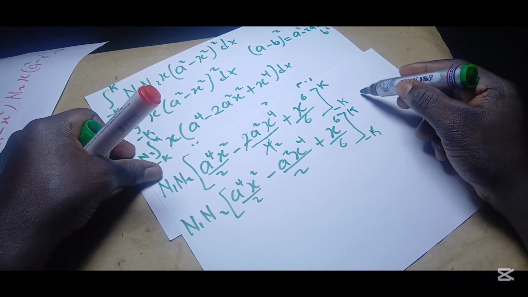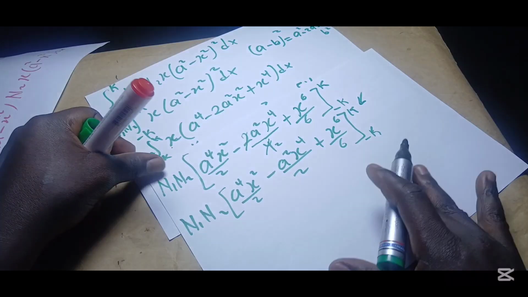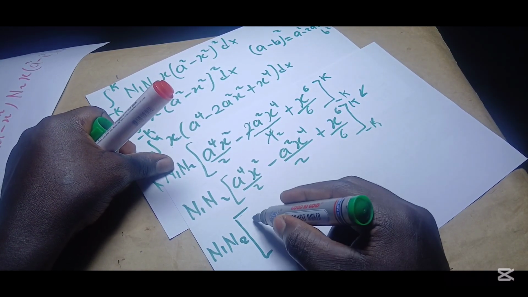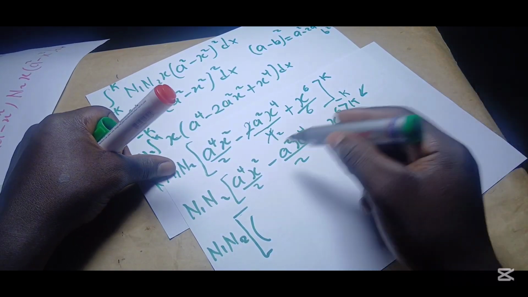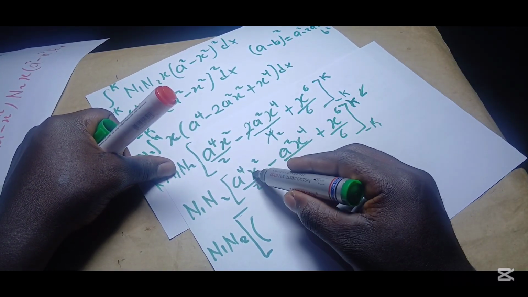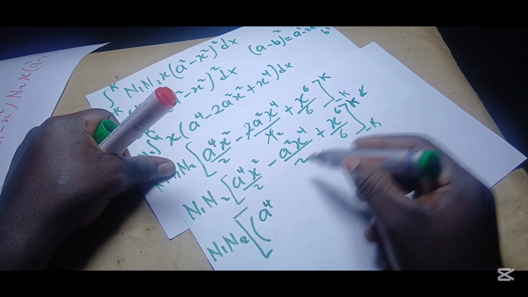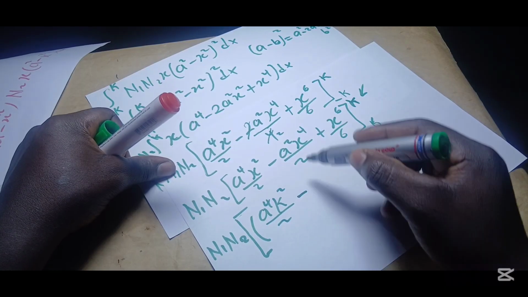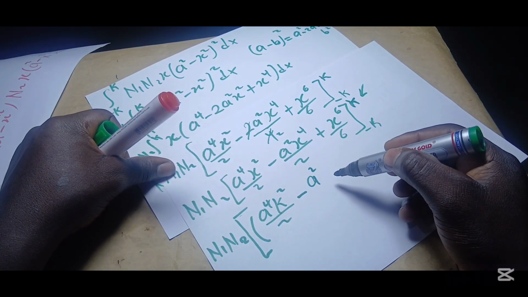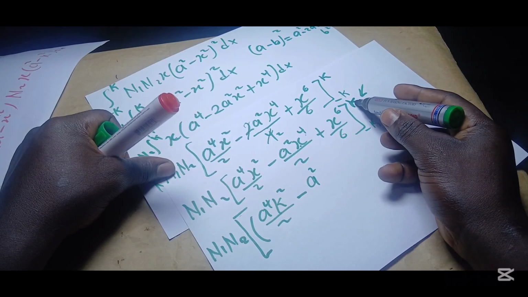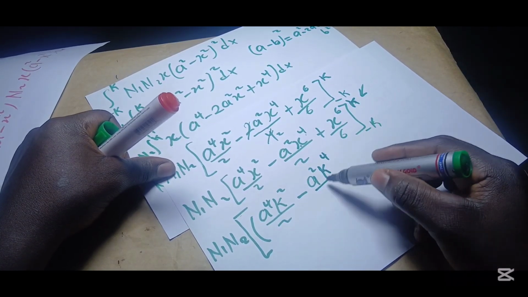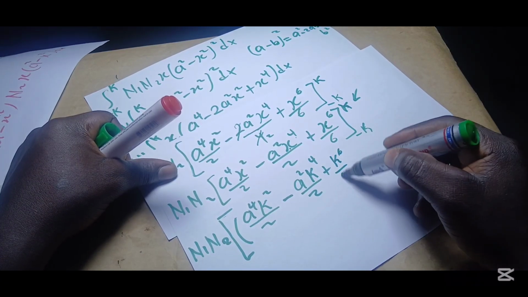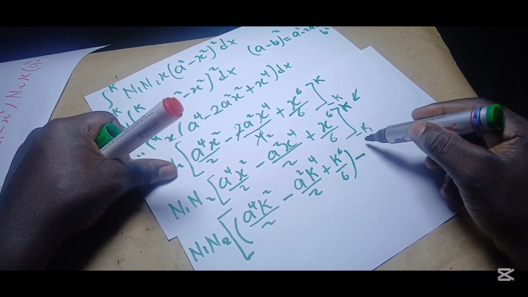Now we'll put in our upper limit, which is positive k, into the whole expression. So we have n1, n2, bracket. Wherever we see x, we put in k there, our upper limit. So a to the power 4, then we put k to the power 2 there, all on 2, minus a to the power 2. Wherever we see x, we replace it by k. X to the power 4 becomes k to the power 4, all divided by 2, plus x to the power 6 becomes k to the power 6 all over 6, bracket close, then minus, bracket open.